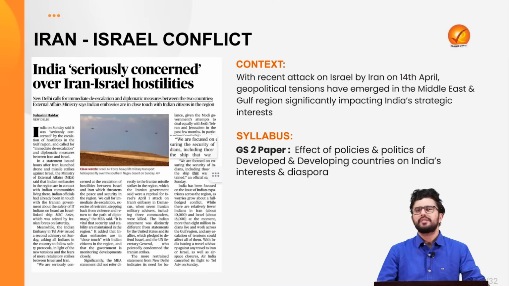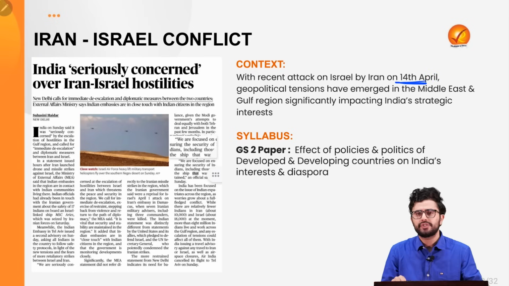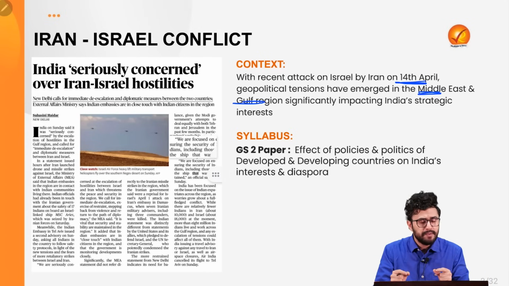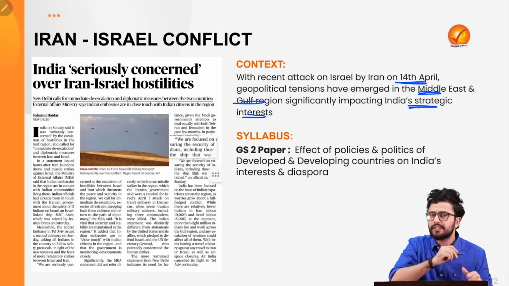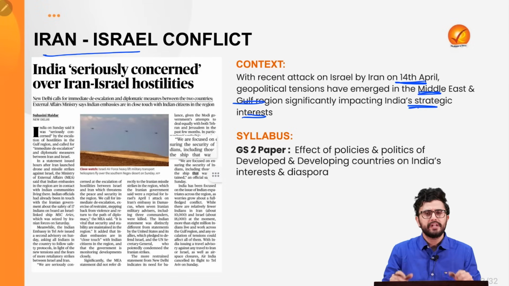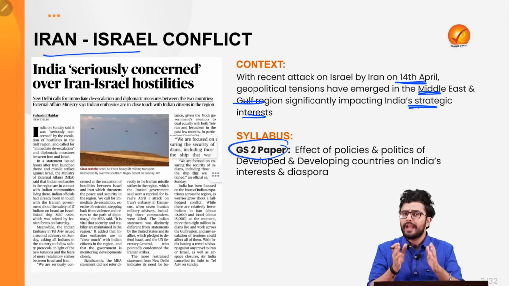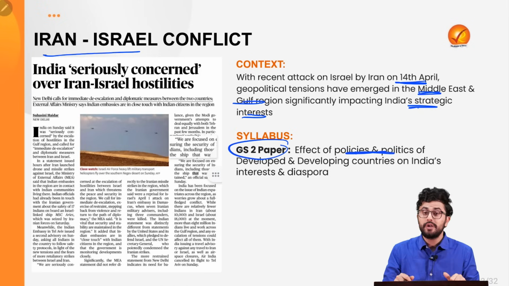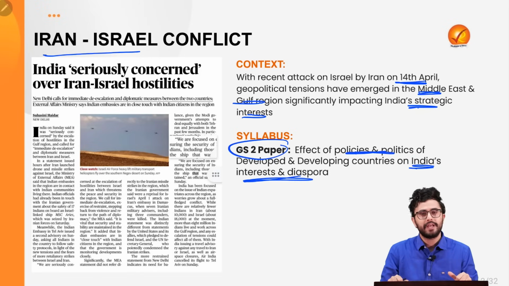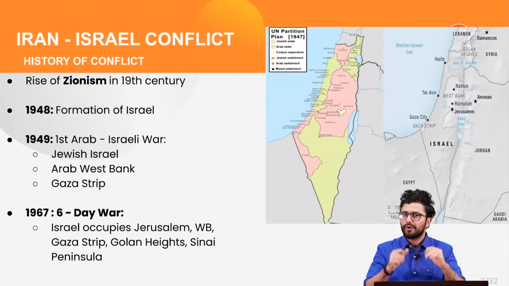With the recent attack on Israel by Iran on 14th of April, geopolitical tensions have emerged in the Middle East and Gulf region, significantly impacting India's strategic interest in the region. Thus, the ongoing Iran-Israel conflict forms an important component of your GS2 paper under the theme of Effect of Policies and Politics of Developed and Developing Countries on India's interest as well as diaspora. So, what is the backdrop of the ongoing conflict?